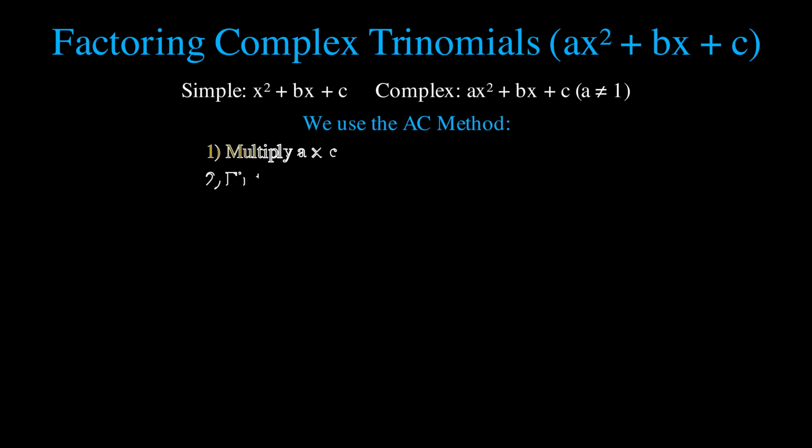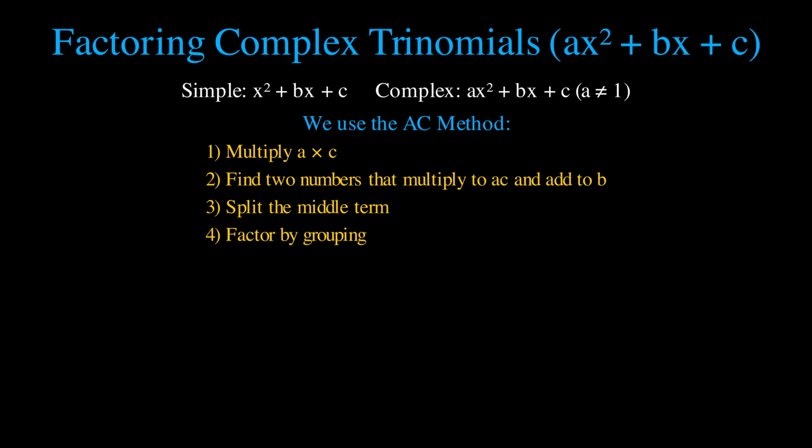Here are the steps you will always follow. First, multiply a times c. Second, find two numbers that multiply to AC and add to b. Third, split the middle term using those two numbers. Fourth, factor by grouping. These four steps never change.